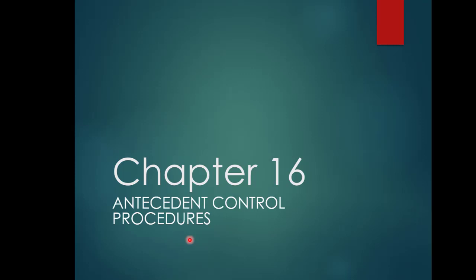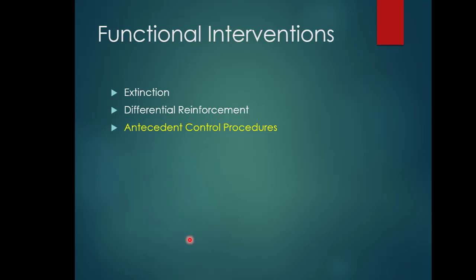So if you remember what the main topic of this unit is and why it's a few more chapters than the other units, it's that we are talking about functional interventions, or the techniques we can use to reduce problem behaviors that don't use punishment. Because remember, there's a number of reasons that we avoid using punishment. There's a number of negative side effects that go along with using punishment. So first we're going to attempt to reduce problem behaviors by using these techniques here. And we already talked about extinction, differential reinforcement, and so this lecture is going to be about antecedent control procedures.